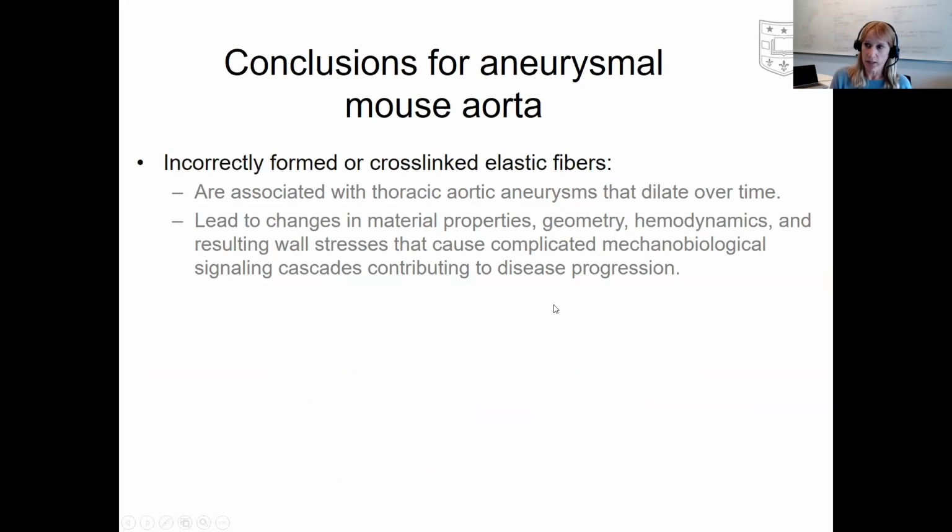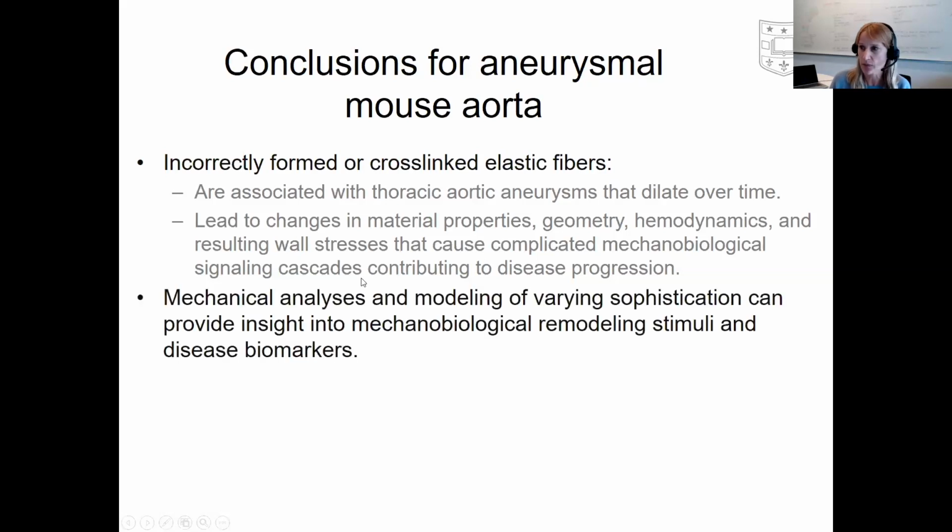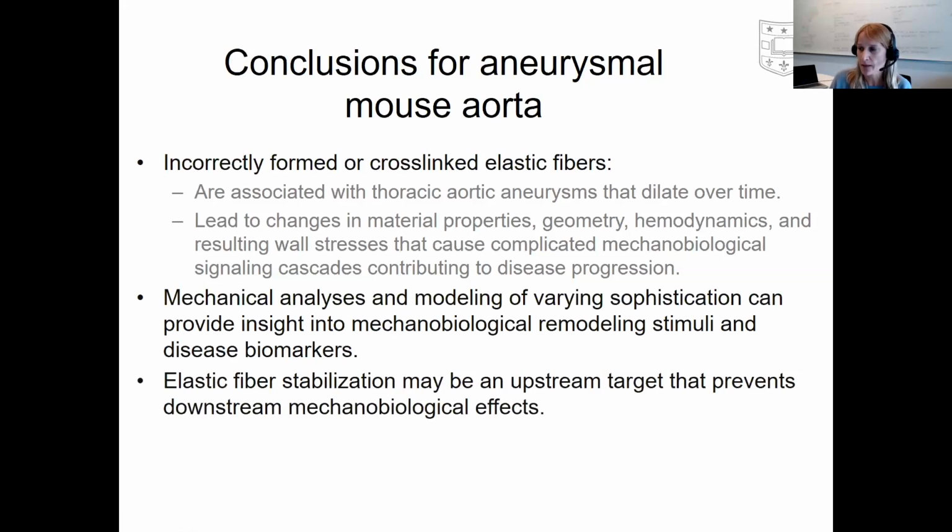So we use mouse aorta, and we look at mouse models that have incorrectly formed or cross-linked elastic fibers. They have all of these changes in mechanics that may lead to signaling cascades that contribute to disease. We use mechanical analyses and modeling of varying sophistication, from a cylinder model all the way up to complicated fluid-solid interactions, to look at disease biomarkers and remodeling stimuli. And we think that stabilizing some of the elastic fiber degradation or even other ECM defects may be an upstream target that prevents some of these downstream effects.